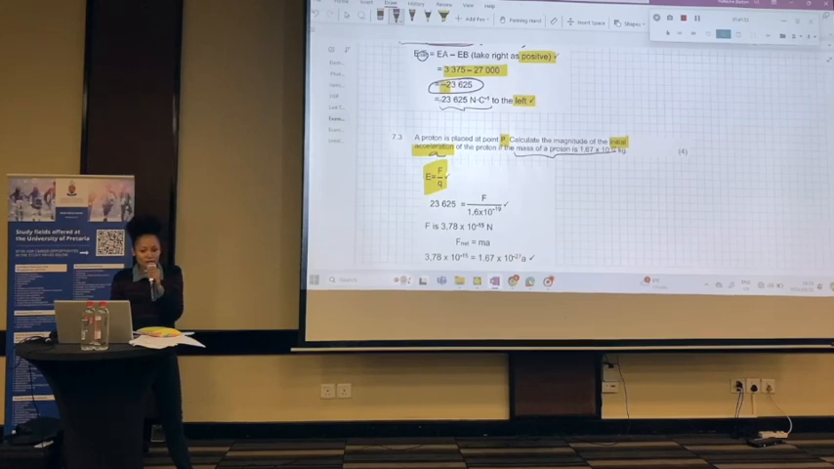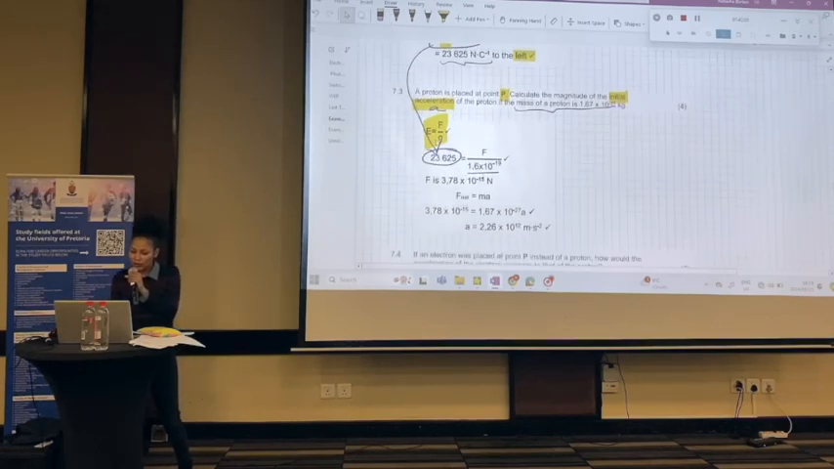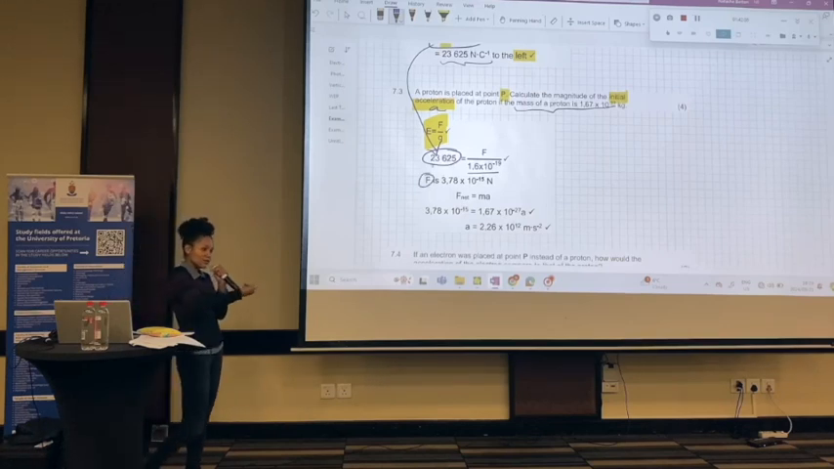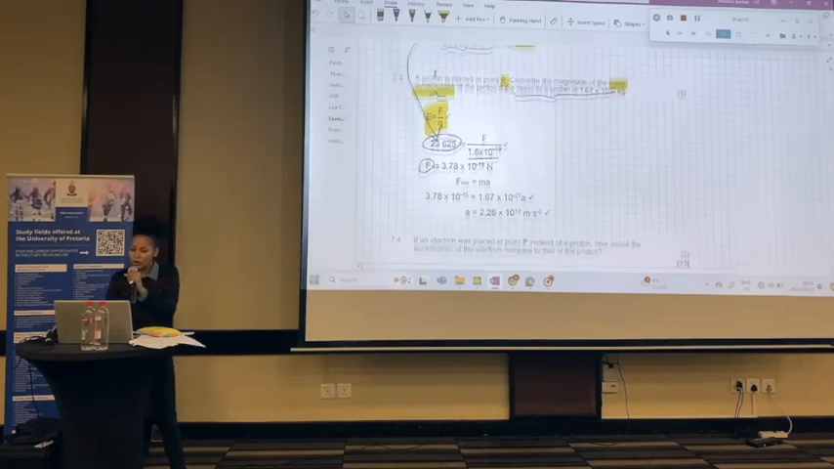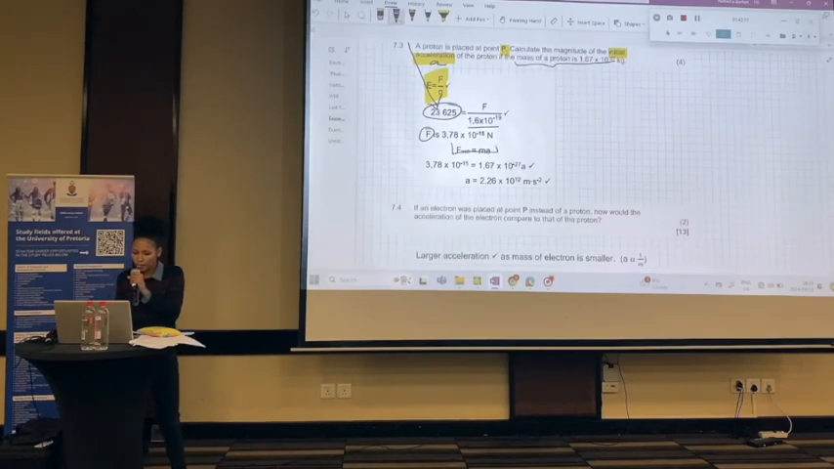And you know what some of you did? You plugged the negative into this formula. It's a scalar formula, so we don't put the negative in. We plug in the magnitude, we plug in the mass of the proton. Out comes a force. Remember, net force is mass times acceleration according to Newton's law. And out we get an answer.